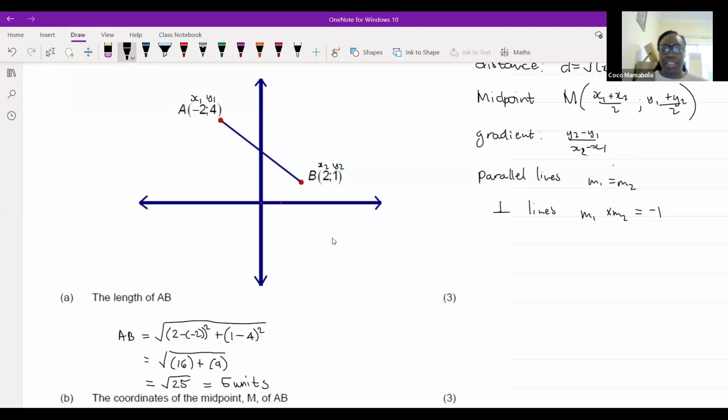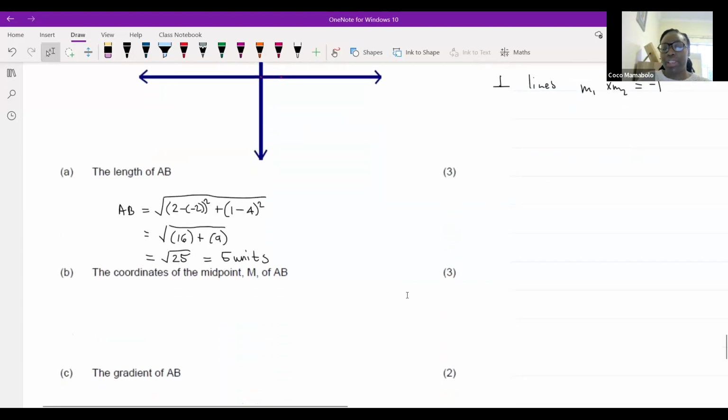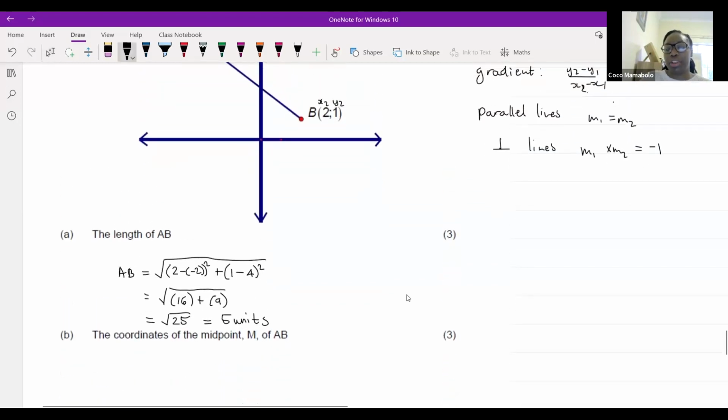Okay, Omi, just double check, like there are instances where there's multiple brackets, so make sure you're not missing that. Okay, because this is just calculator work, really. You're just plugging in numbers and getting answers. Okay. All right, the coordinates of the midpoint of AB.